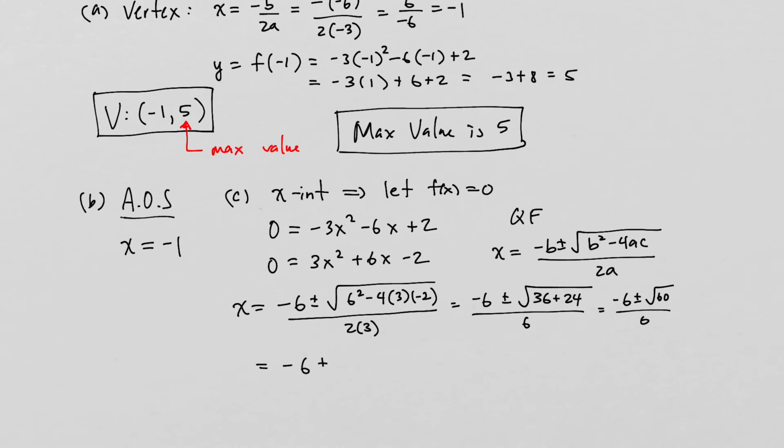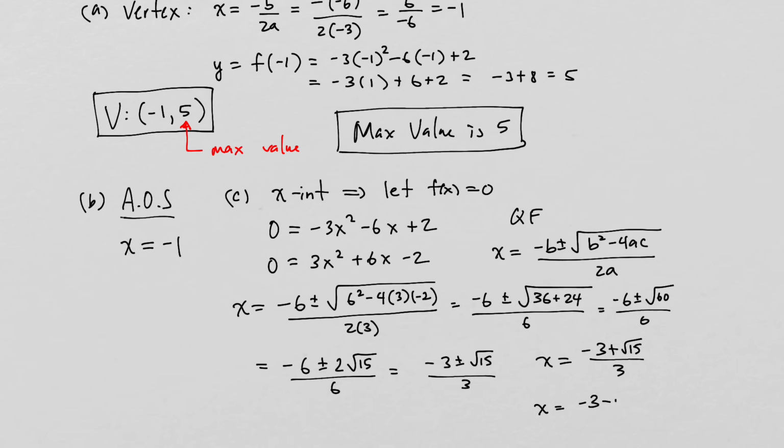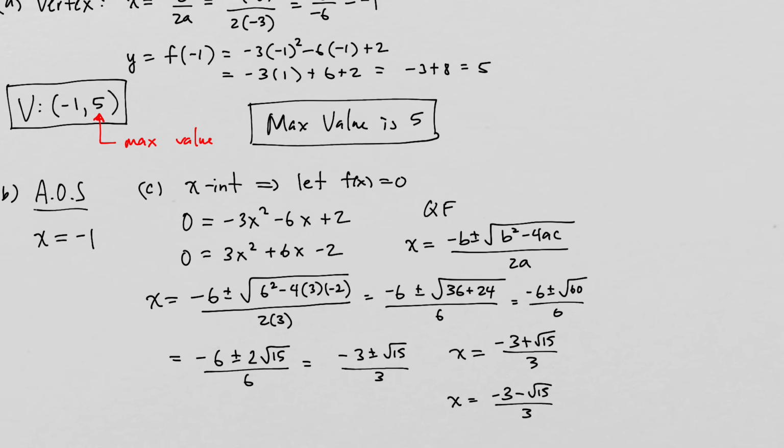And you can simplify the square root of 60. You can pull out a 4, and the square root of 4 is 2. So we get 2 radical 15. And then you can cancel a 2 with the top and the bottom, and we get two values for x. We have negative 3 plus the square root of 15 divided by 3, and we have negative 3 minus the square root of 15 divided by 3.